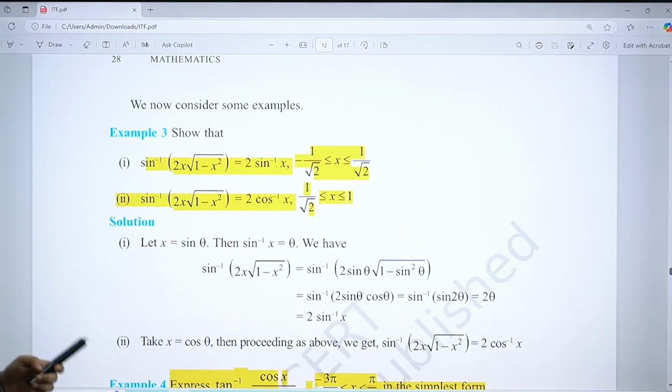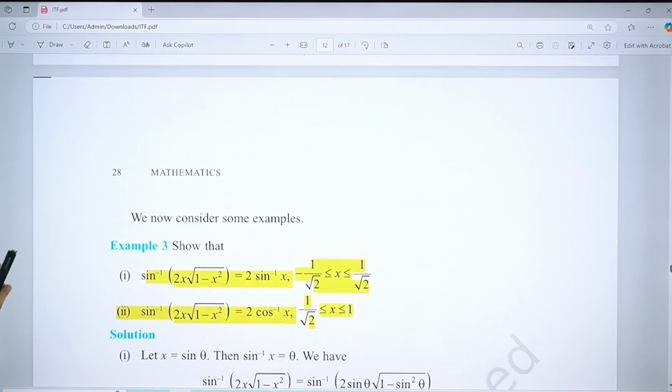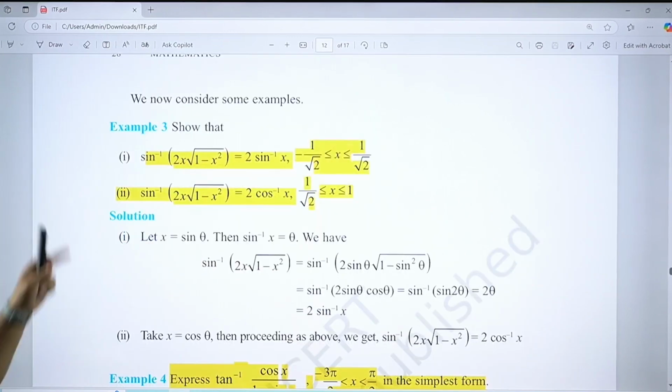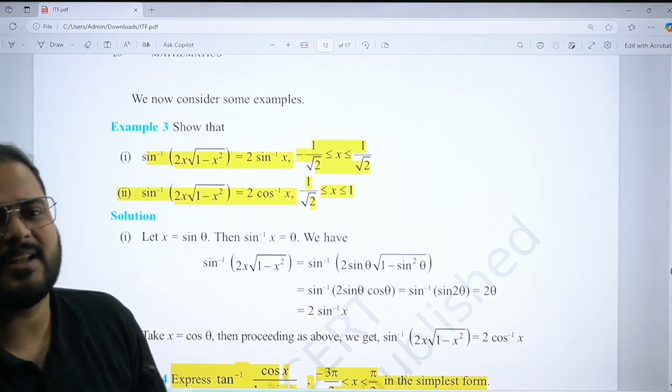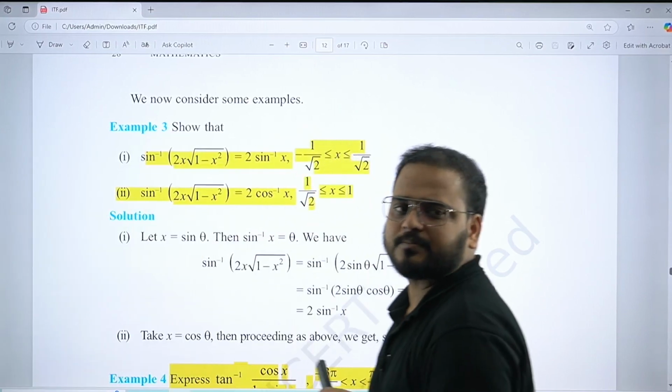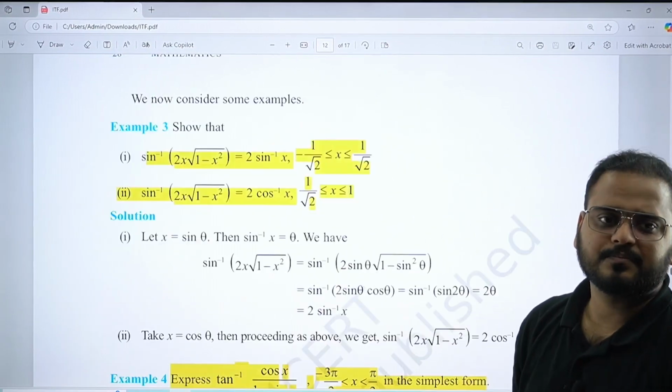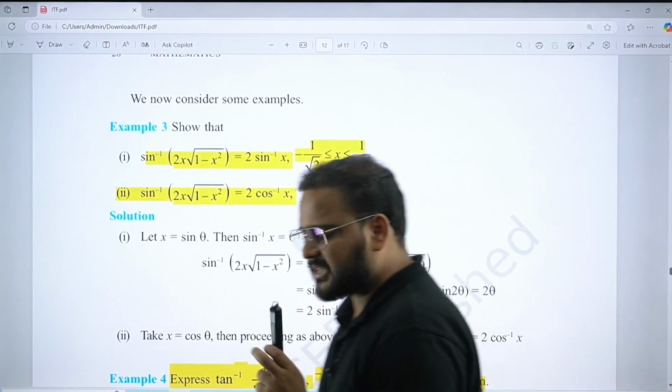What do we have next? Example number 3. Have a look. You have to solve this question. Very important. You've seen questions like this coming in the exam as well. So example number 3 is very important. Moving on. Example 4 is also very important. Check this out. Example 4 is highlighted over here. So example 3, example 4.